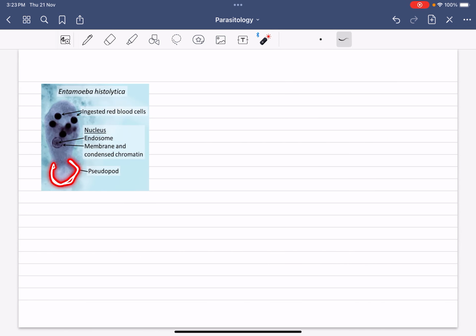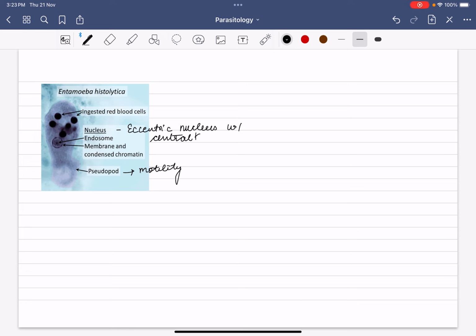Here you can see this pseudopod. What is the action of pseudopod? This helps in motility of the organism. Second important thing in this is the nucleus. This nucleus is eccentric, that is, it is not in the center. So this is an eccentric nucleus with central karyosome. This is about the trophozoite.